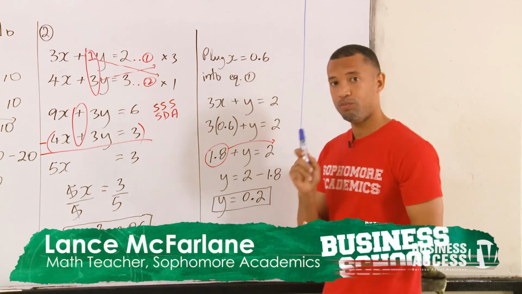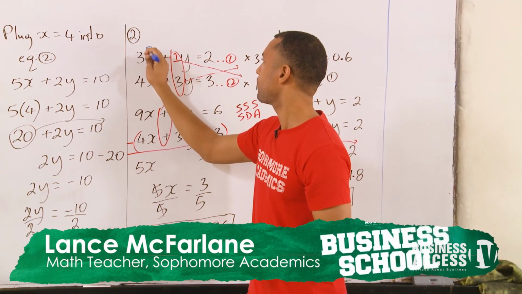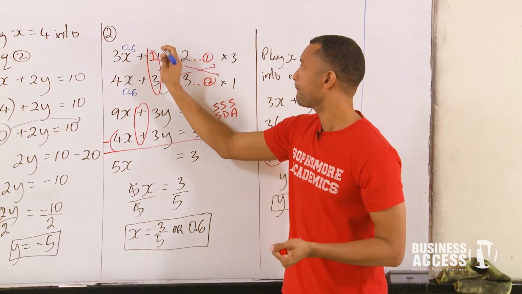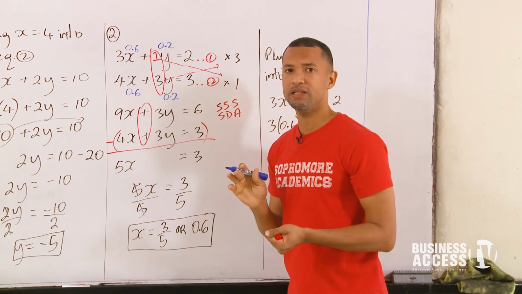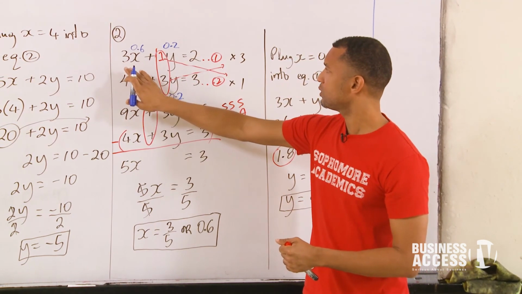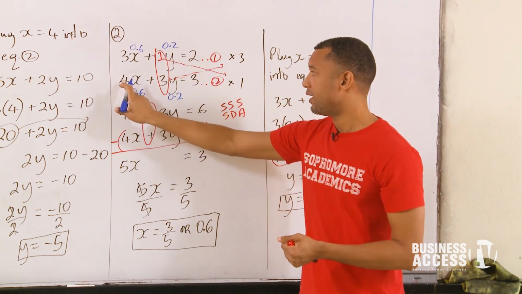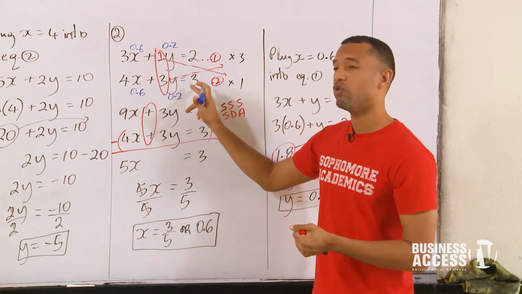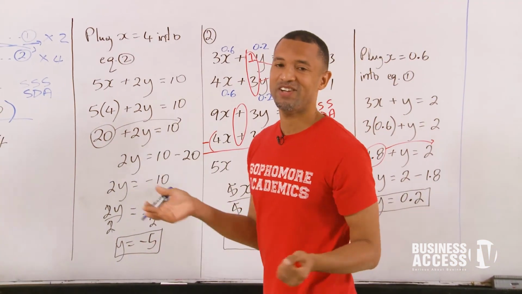Let me use a blue marker for that. X is 0.6, y is 0.2. So 0.6 for x, and the y value is 0.2. And you may just use your calculator to help you to be accurate, okay? So you figure this back out. 3 times 0.6, 1.8 plus 0.2 gives you the 2, and 4 times 0.6 is 2.4. 2.4 plus 0.6 gives you back the 3. You may use your calculator, ladies and gents. And there you have it.